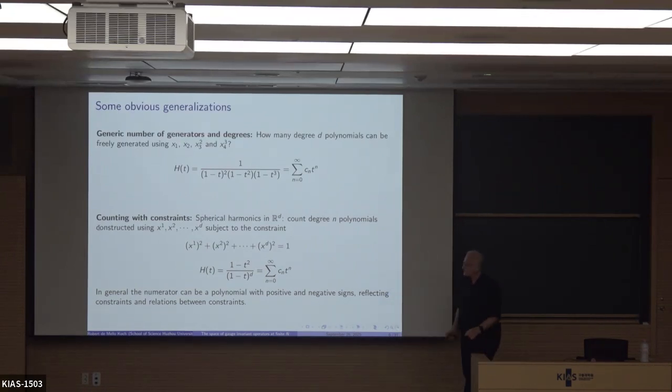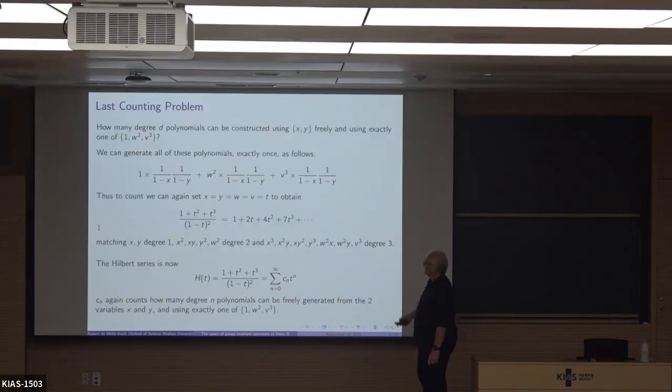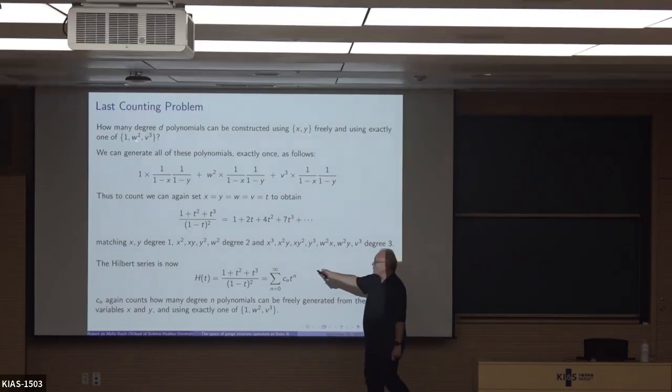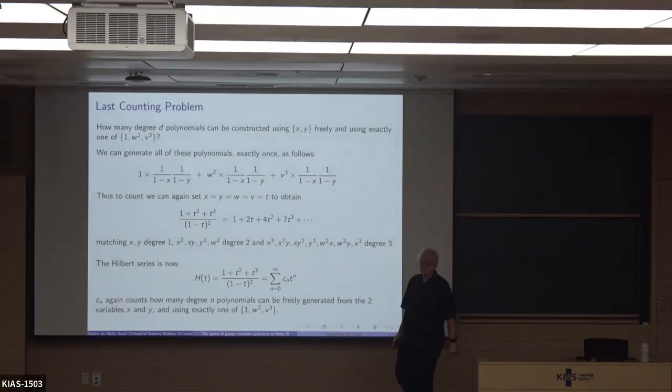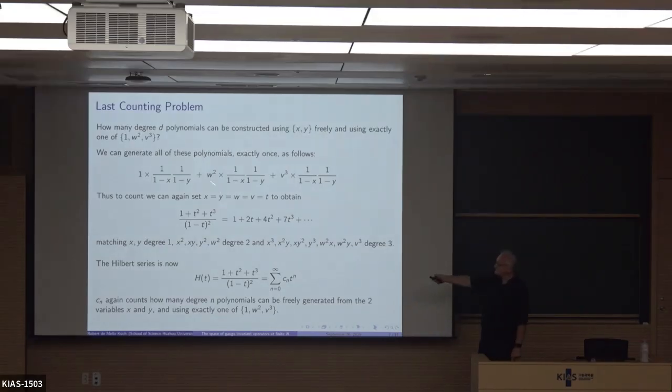Good news for us, all of our counting today is going to be free, so we don't have to worry about constraints at all. This is the counting problem that is going to be most relevant for us. So I'm going to change the rules slightly. I'm allowed to use x and y freely, and then I must use 1 and only 1 from that set. So I can have 1 times anything built out of x and y's, w squared times anything built out of x and y, and v cubed times anything built out of x and y. This is not a ring anymore.